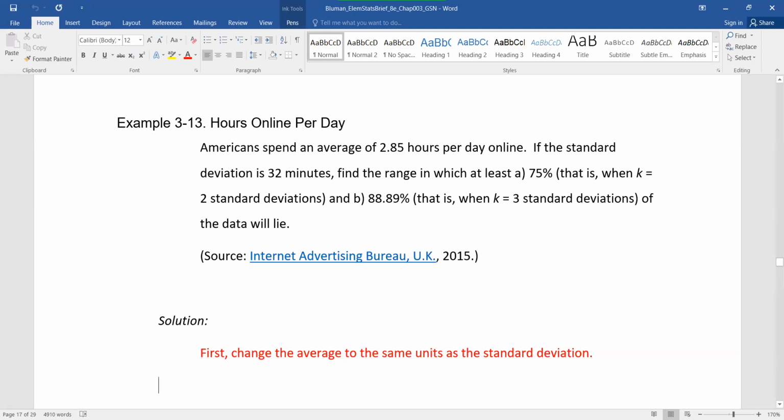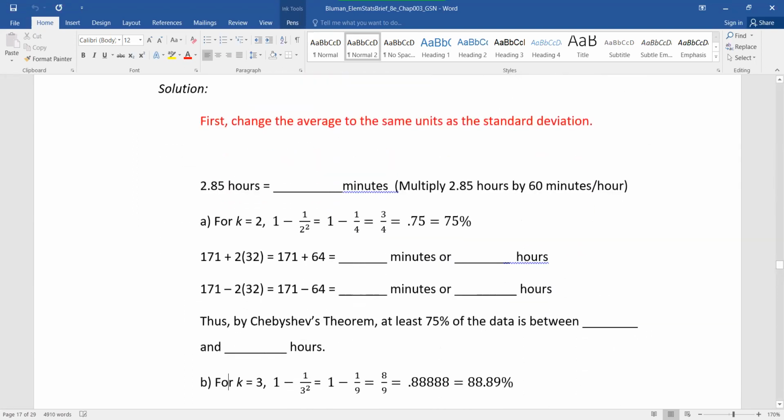We are calculating hours to minutes, so we need to figure that out. Here we go. All right, so to do that, there's 60 minutes in an hour. So we're just going to take 2.85, multiply it by 60. And we get 171 minutes. All right, so we just got to turn our mean into standard deviation units, so they're all the same.